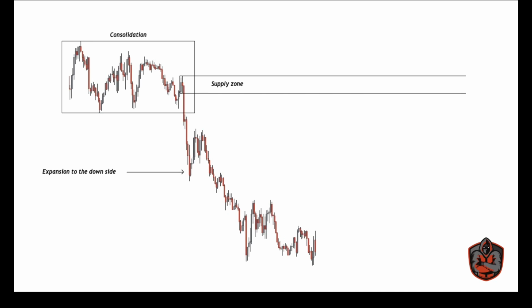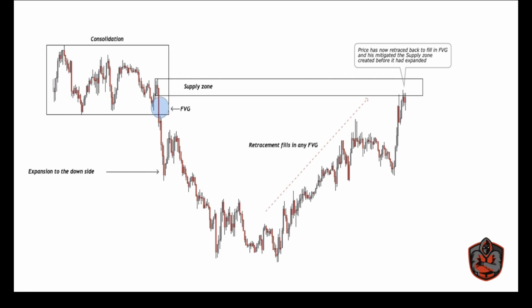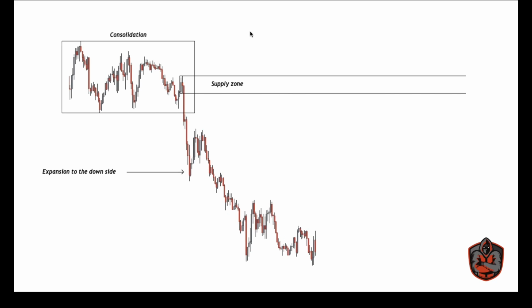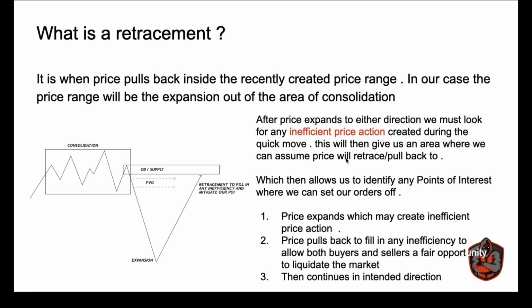Now again, if I go back to this example here, we have that consolidation and then we got that expansion. Now remember what it says in the slide. After price expands in either direction, we must look for any inefficient price action. We got that expansion. Once we identify that expansion, we start to look for inefficient price action, and we identify that right over here, this whole imbalance, right? Now, once we identify that imbalance, we can assume price will retrace or pull back to that area. This then allows us to identify any points of interest where we can set our orders.